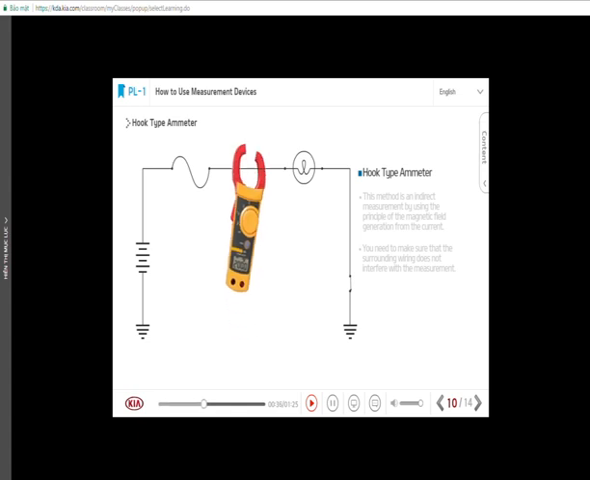To use the hook-type ammeter, you need to clamp it around the part you intend to measure. This method does not directly measure the current. It is an indirect measurement by using the magnetic field generated by the current.